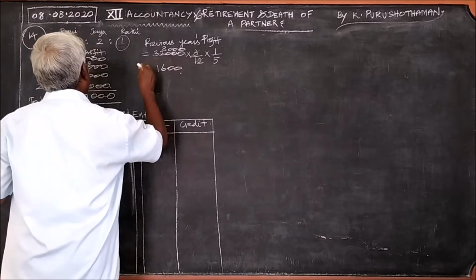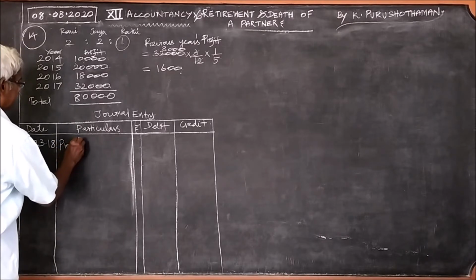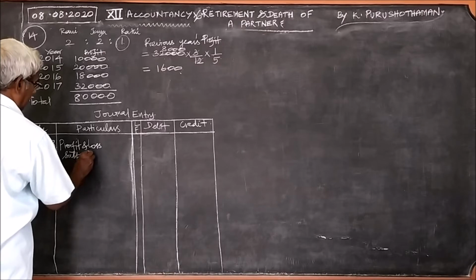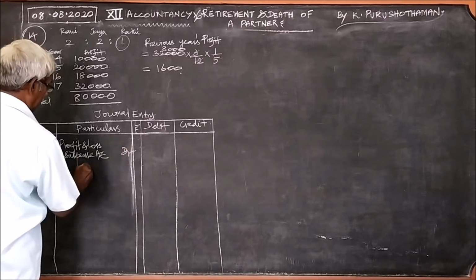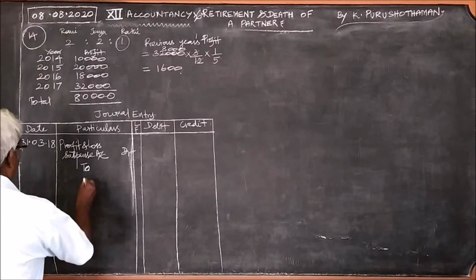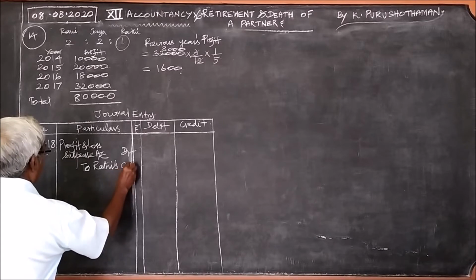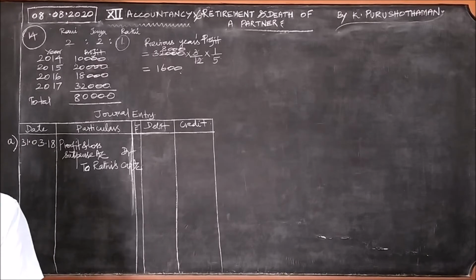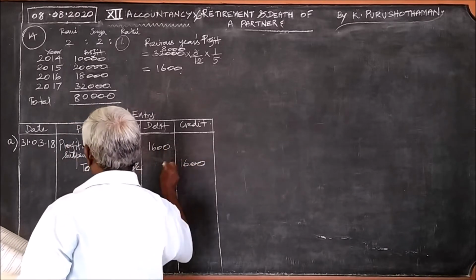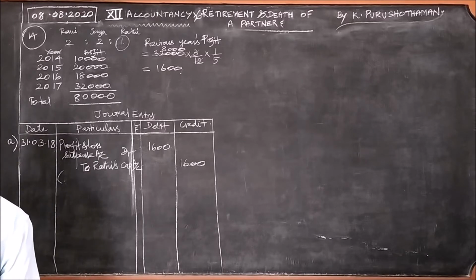For that, we have calculated the amount, and for that, what journal entry should we write? Profit and loss suspense account debit to the retiring partner's capital account, Radhi's capital account. What is that amount? 1,600. Narration is, what is given in there? The previous year's profit is credited.